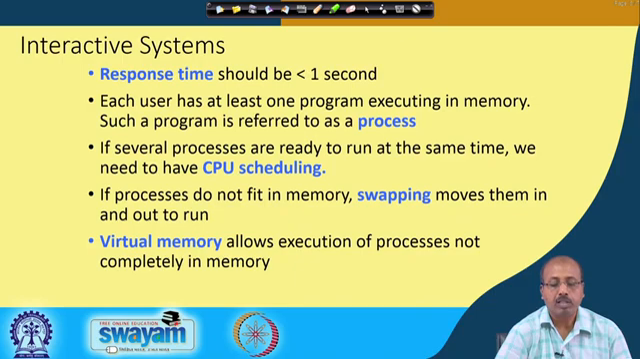If several processes are ready to run at the same time, we need to have CPU scheduling. Here CPU scheduling means how the CPU is given to individual processes. There are a number of ready processes, but if I have a single processor system, then the CPU can do only one job at a time. Which job it will take is decided by the scheduling policy. Similarly, if we have multiple processors, then which jobs are picked up by the processors?